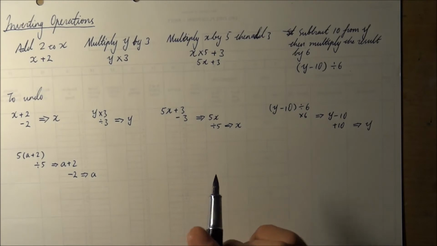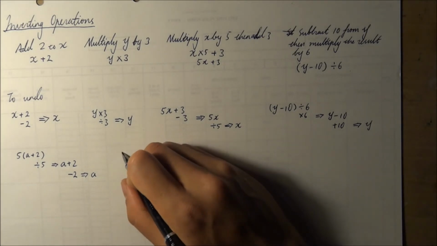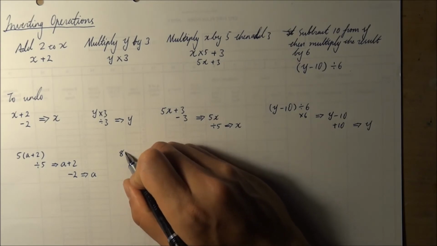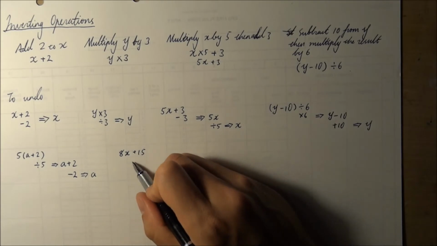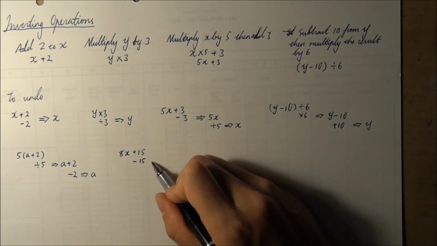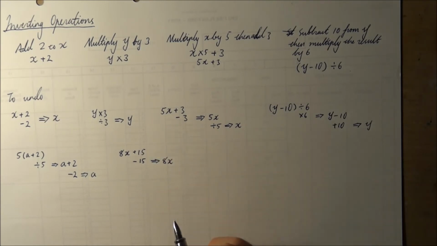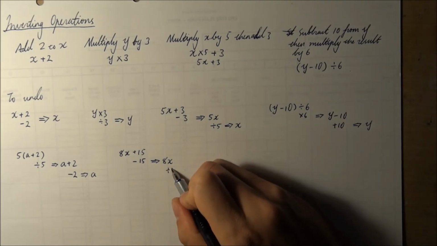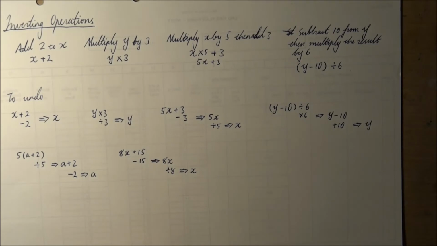For other examples, say 8x plus 15. So firstly, we subtract 15 to cancel out add 15. So we end up with 8x. And then we divide by 8 to cancel out the 8 here, and we are left with x. Okay.